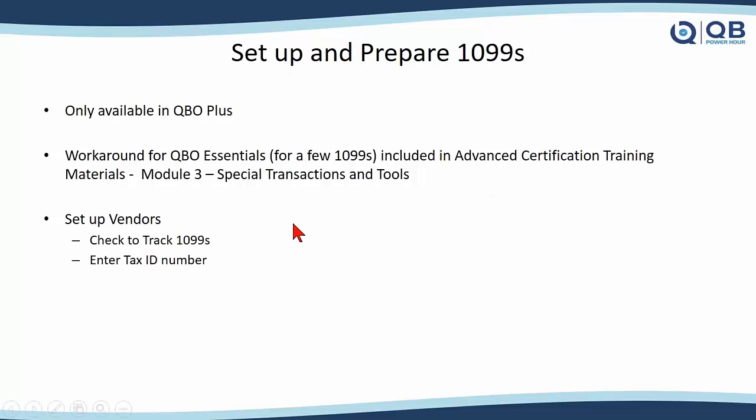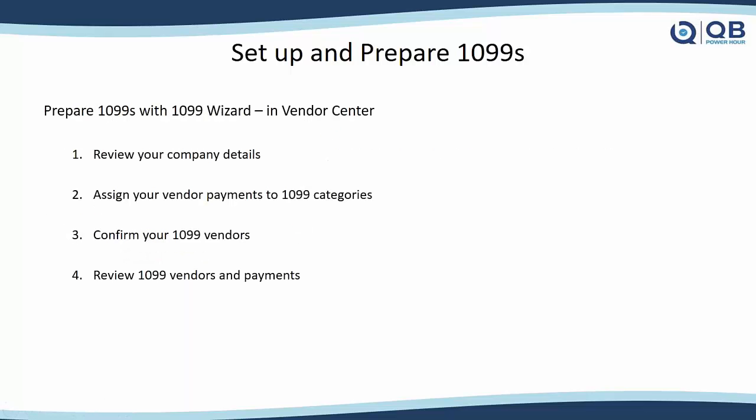Okay? So let's go ahead and talk about the 4 steps. It is a little bit different in QuickBooks Online. In QuickBooks Desktop, part of the setup process was to edit the company preferences and do the tax mappings or the line mappings, which lines, which accounts are you using for preparing the 1099. In QuickBooks Online, the only setup there really is setting up those initial vendors. Then when you go into the 1099 wizard, that's where you're going to assign the accounts to the 1099s and things like that. So you'll review your company details, assign your payments to those 1099 categories or accounts.